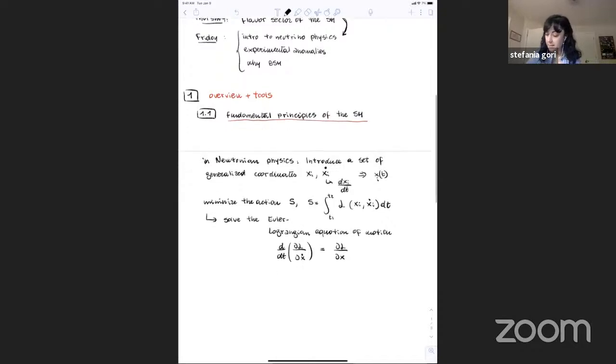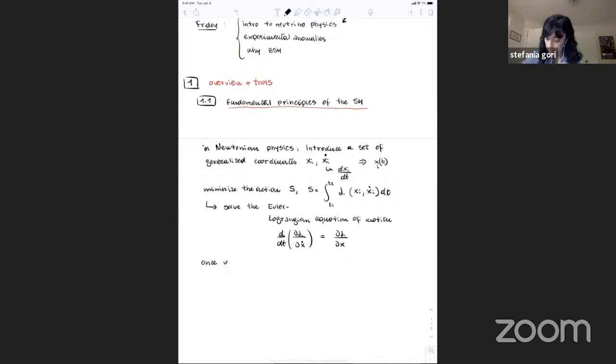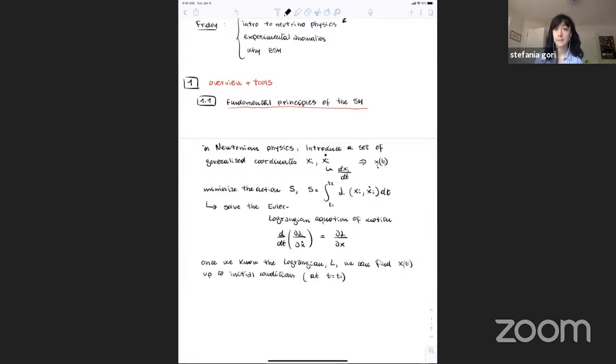So what we see from here is that once we know the Lagrangian, L, we can find the path of the several particles, x of t. And this, of course, is up to initial conditions. So in the case above, what we'll need to define are the initial conditions at t equal to t1.